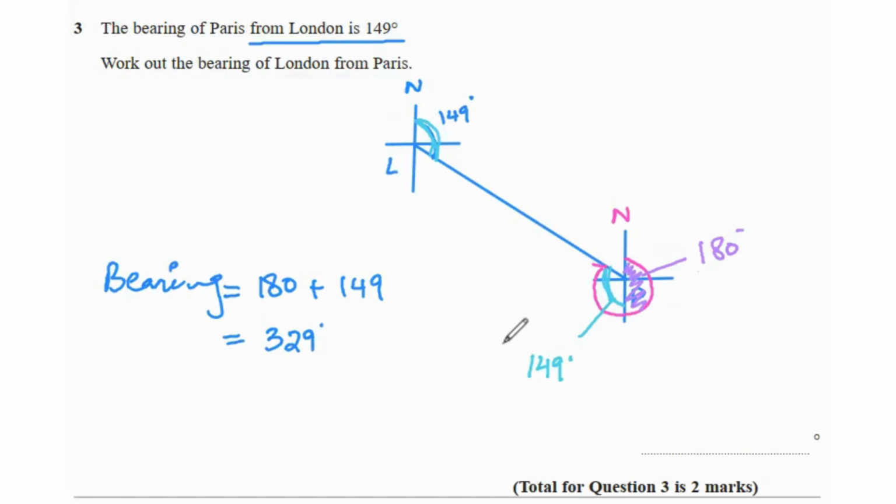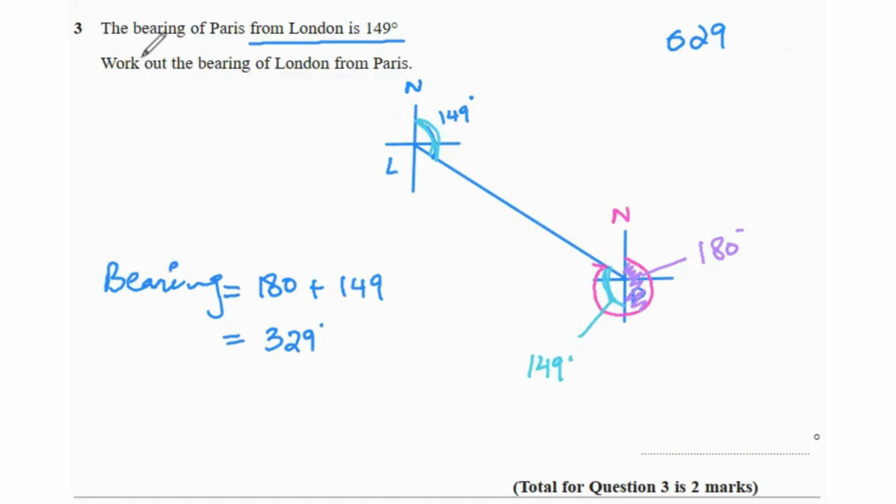So to summarize the entire topic for bearings, your bearing is always measured from the north. It's always measured in clockwise direction. It's always written as a 3-digit number. Let's say we had 29 as the bearing. So you would write 29 as 029, not just 29. It will always be a 3-digit number.